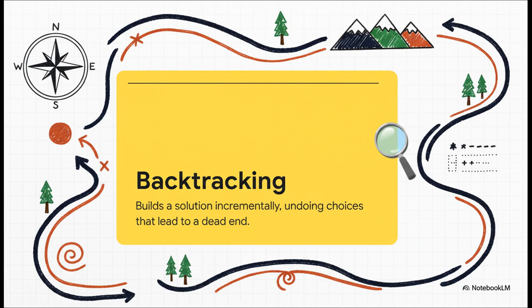The best way to think about it is like you're in a maze. You pick a path and you go down it. If you hit a dead end, what do you do? You turn around, you backtrack to the last choice you made, and you try a different path. That's exactly what this algorithm does.